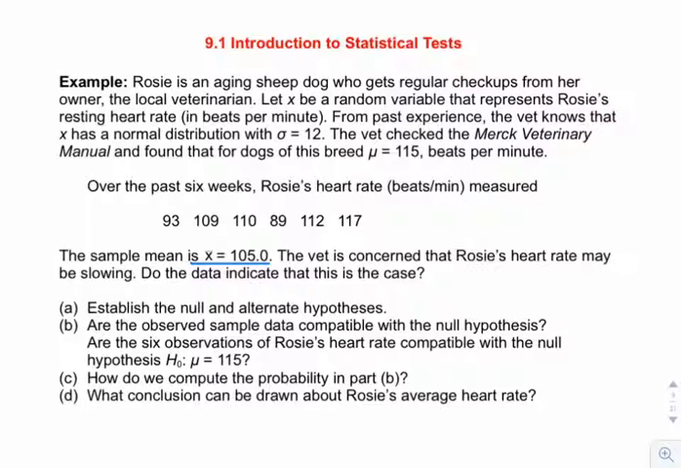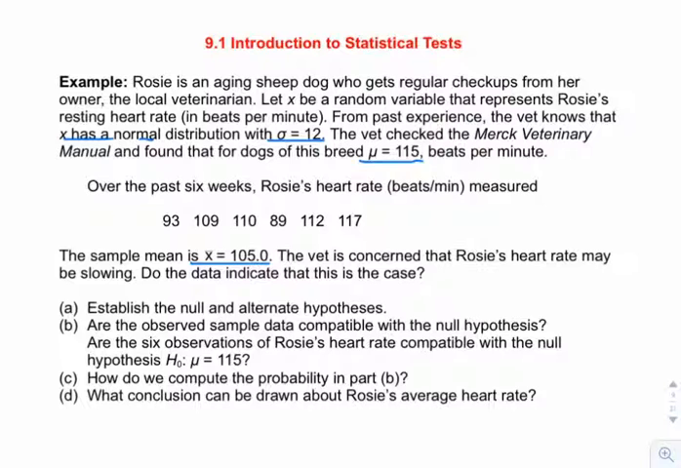Well, what are we given? We're given that X has a normal distribution. We're given the standard deviation, but the population mean is 115, whereas it looks like the sample mean for Rosie herself is only 105. So the vet thinks maybe her heart rate is a little bit too low, is slowing down. So what are we going to do?